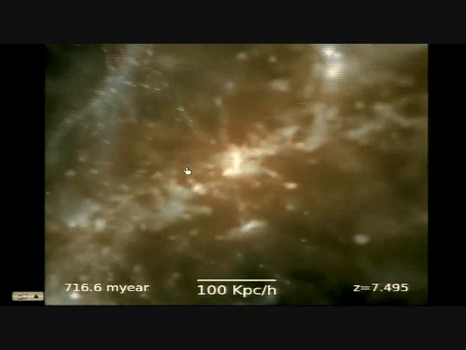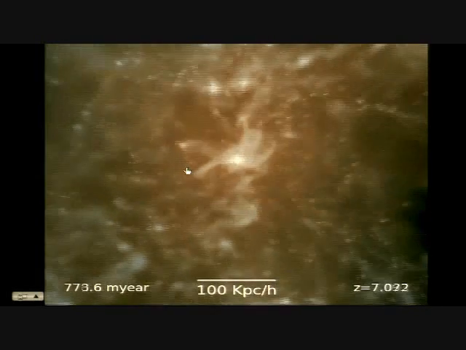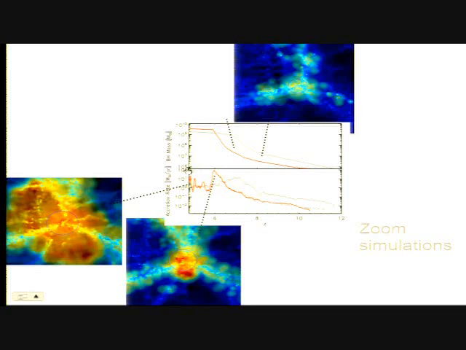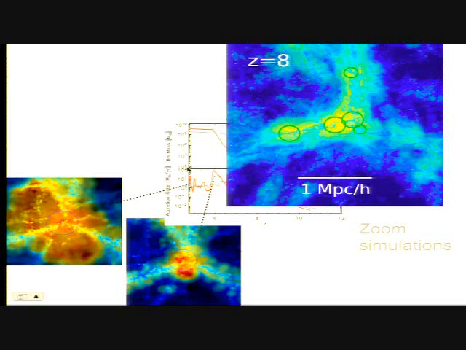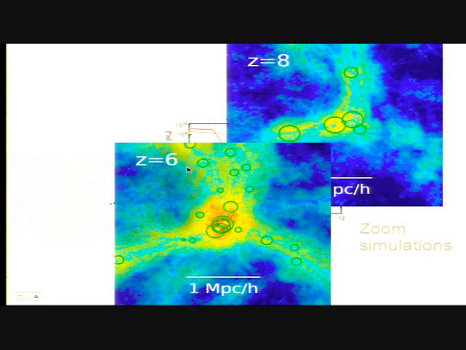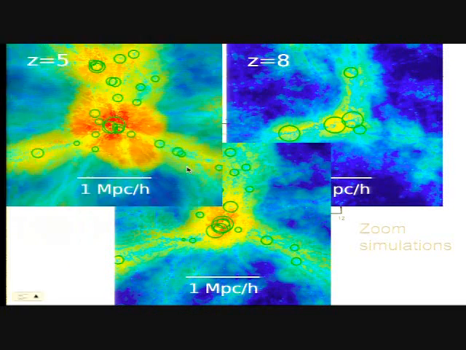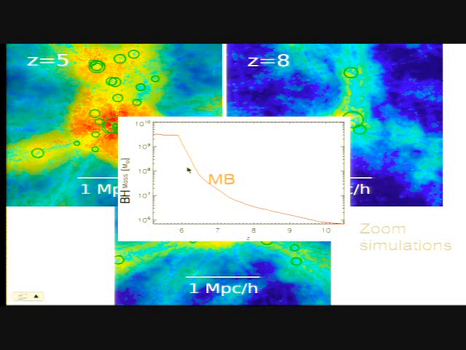And this is a zoom of that particular halo. Sorry, the movie is not playing very well anyway, but this is a zoom done with Gadget. So this is sort of the same images as before, low resolution, superimposed by this high resolution zoom that has much better mass resolution and spatial resolution as well.